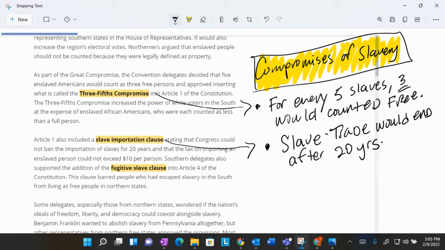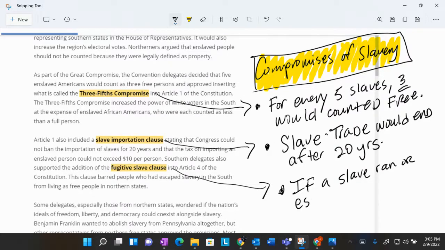After 20 years, okay? And then finally, the Fugitive Slave Clause. Okay, they wanted extra protections about slaves who ran away. So if a slave ran away to the North, they would not be considered free. They would have to be returned. They are not considered free.